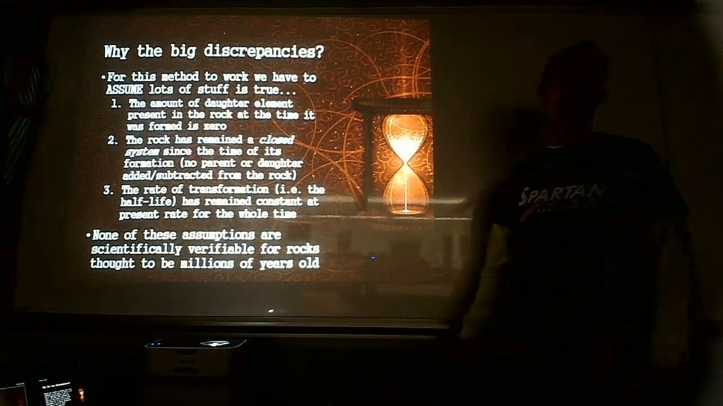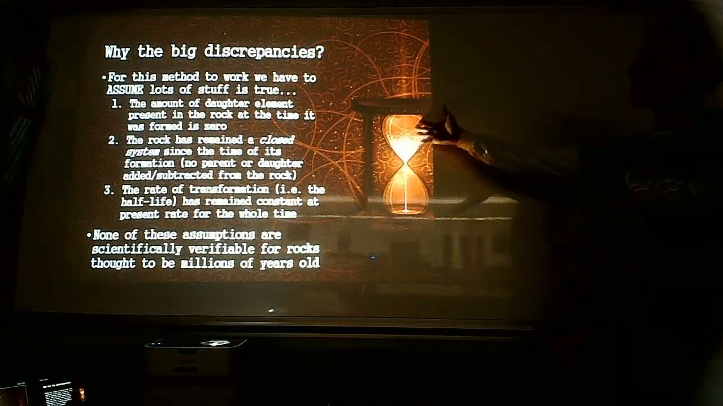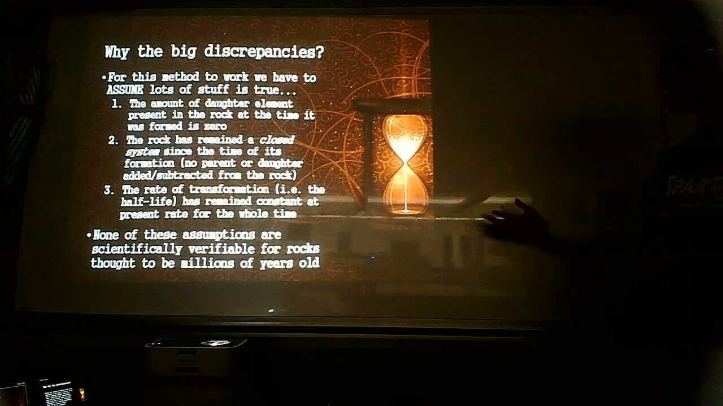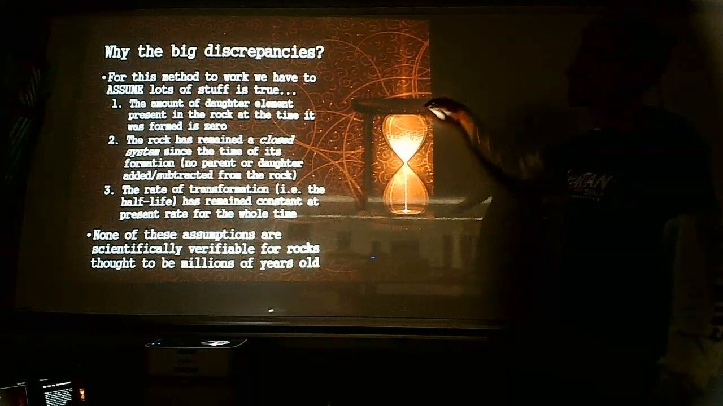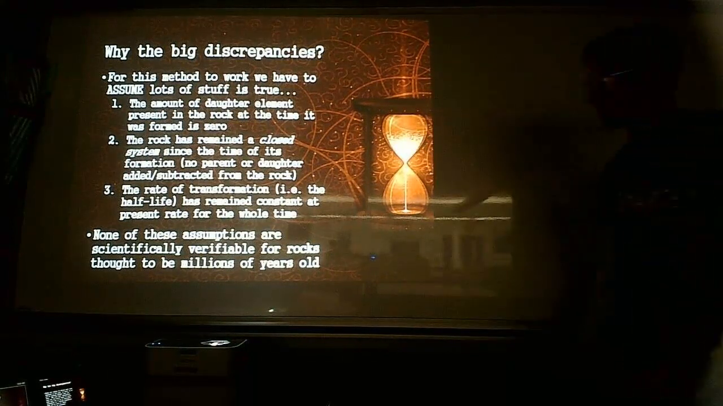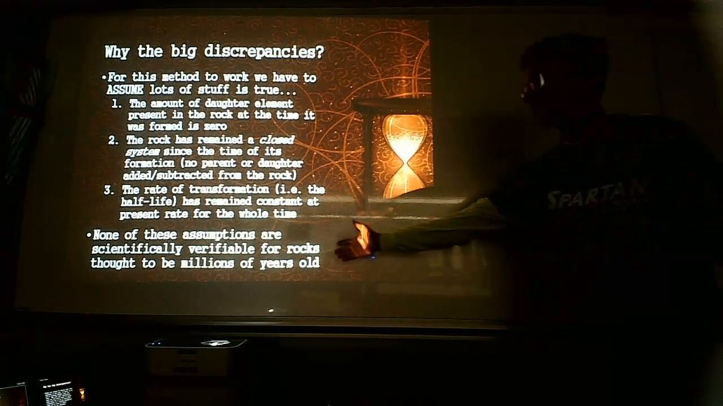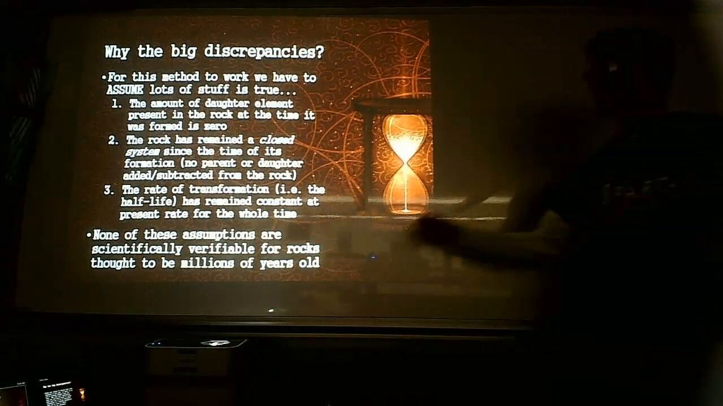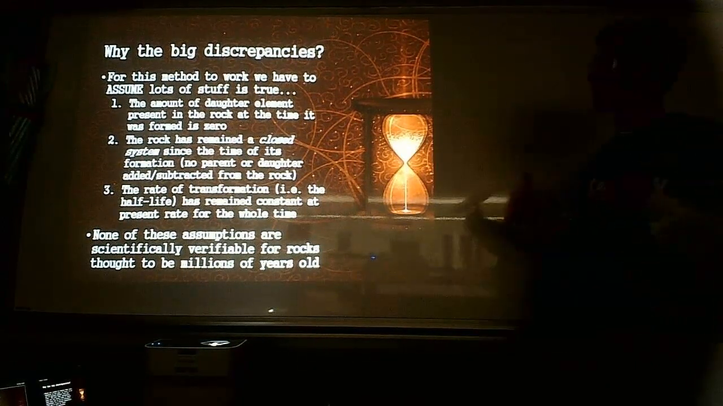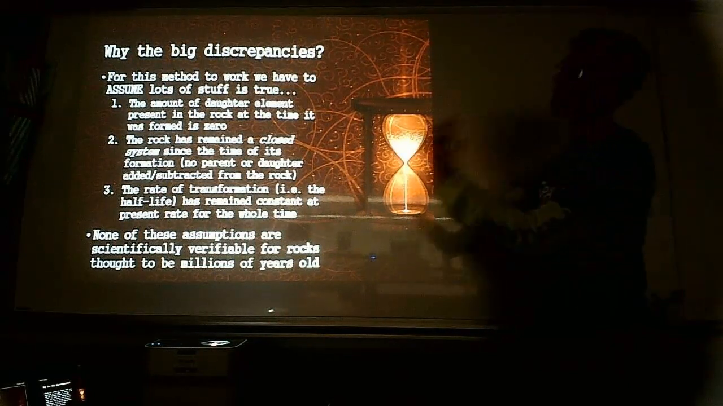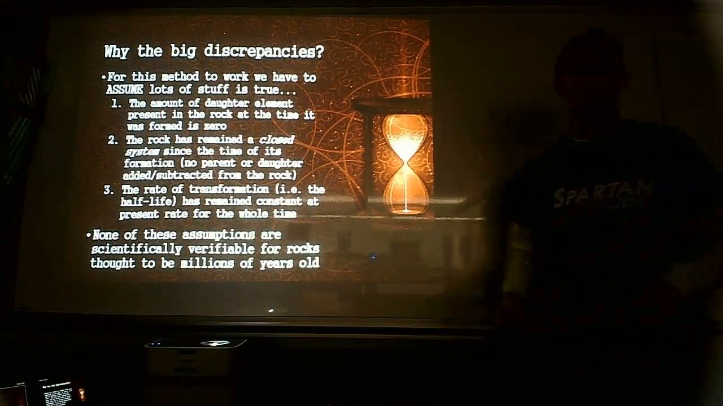Remember, there are 7 things that you have to assume. You have to assume that you know the starting conditions, that you know how much parent and daughter element were there at the start. You're assuming the decay rate has been constant the whole time. You're assuming no parent has been added to the system, and no parent has been subtracted from the system. You have to assume the same 2 things for the daughter element. And again, none of these assumptions are scientifically verifiable for rocks thought to be millions of years old, because nobody was there to cross-check those dates. There's no way for us to know if this methodology and these assumptions are okay over the long term, because there's no way to go back in time to see that.